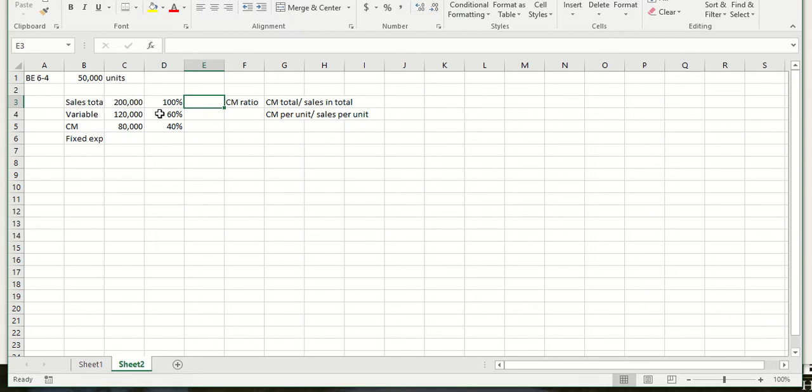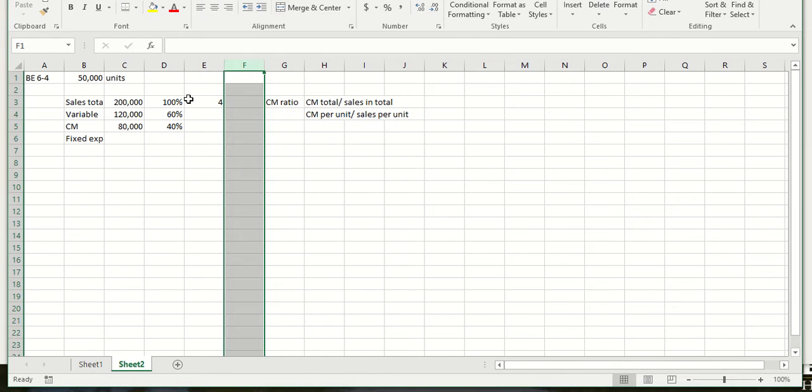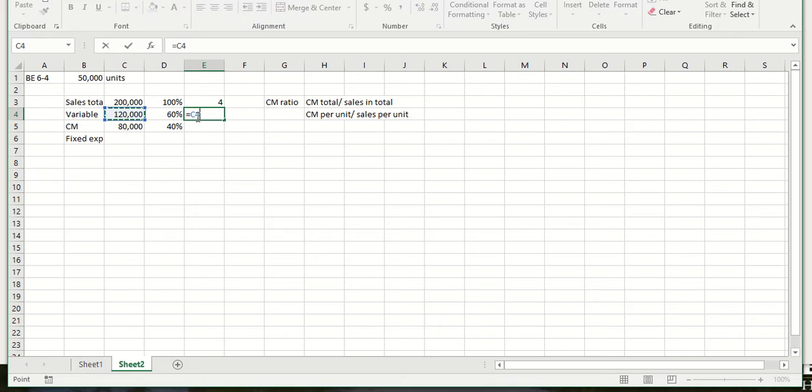You could also do it on a per unit basis. If I wanted this on a per unit basis, 200,000 divided by 50,000 units, $4 per unit for the sales price, 120 divided by 50,000 units, $2.40, and then minus these two and calculate that same ratio, $1.60 on a per unit basis divided by 4. Yep, it's still 40%. So either of those are going to get you your contribution margin ratio.